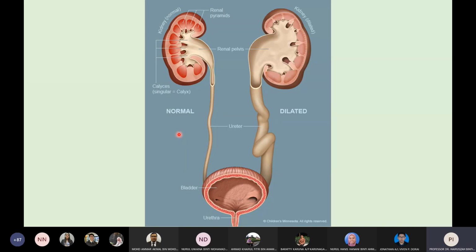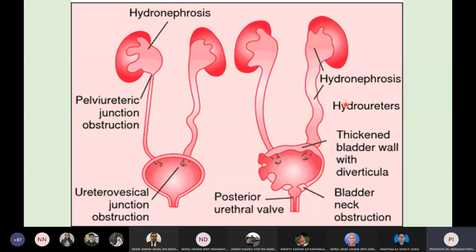You sure? It's very small actually, right? But it's actually very distensible. It follows the amount of urine that comes out. It's very small. So with obstructive causes, they get dilated grossly. So it can start from here, the ureter, up to the pelvicalyceal system.